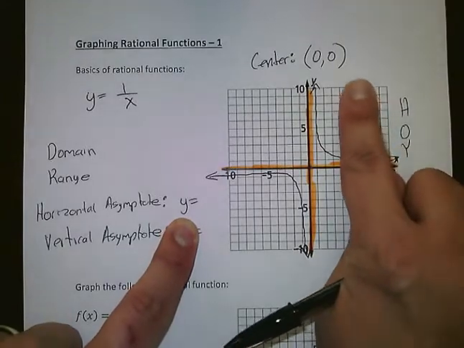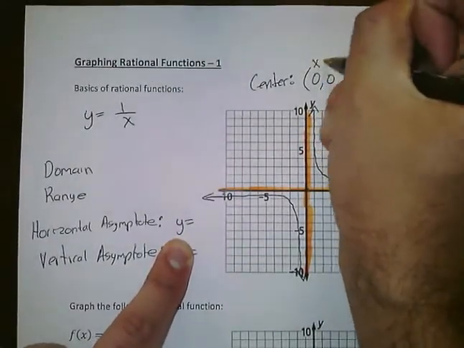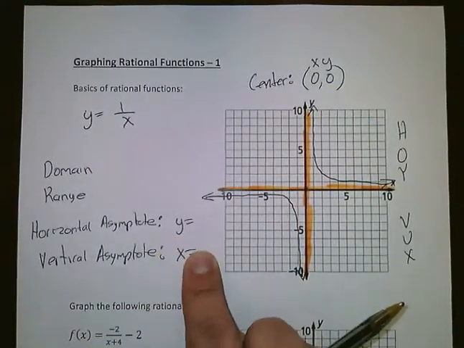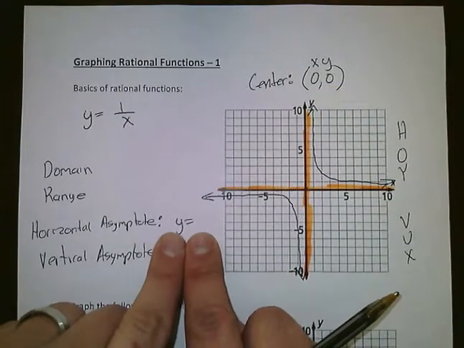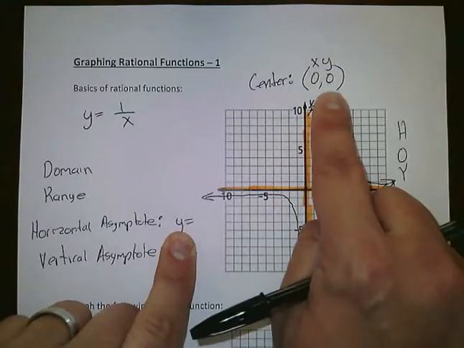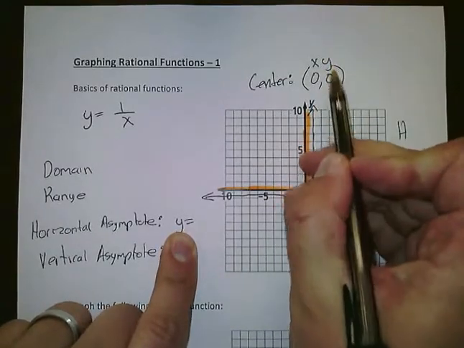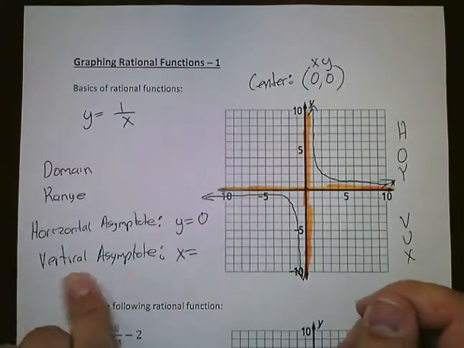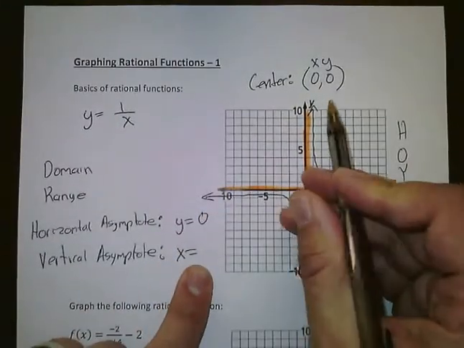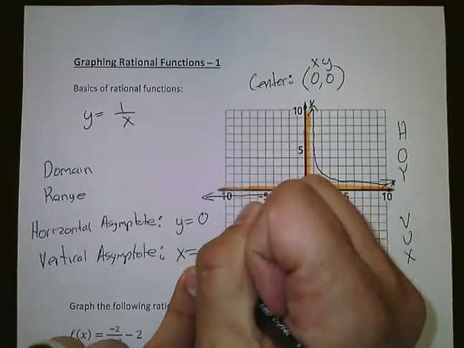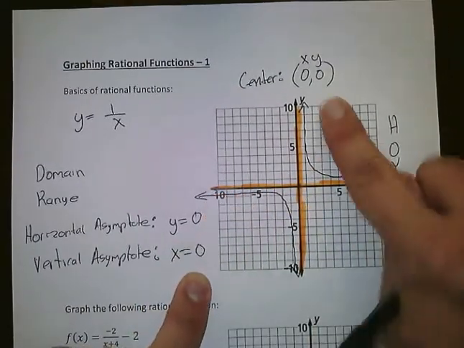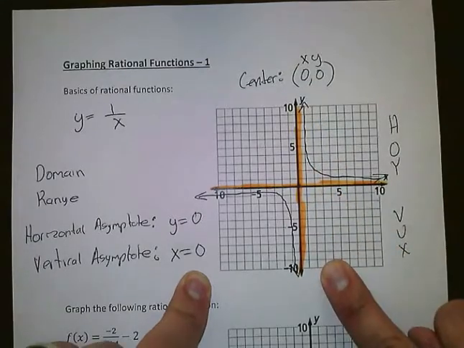Now here's where this center point comes in handy. The x, y values of that center point are going to help you with the horizontal and vertical asymptotes. I want y equals, well, y equals 0, because that is the y value of that center point. And when I want the vertical asymptote, I want the x value here, so x equals 0. Those are the equations of the horizontal asymptote and the vertical asymptote.